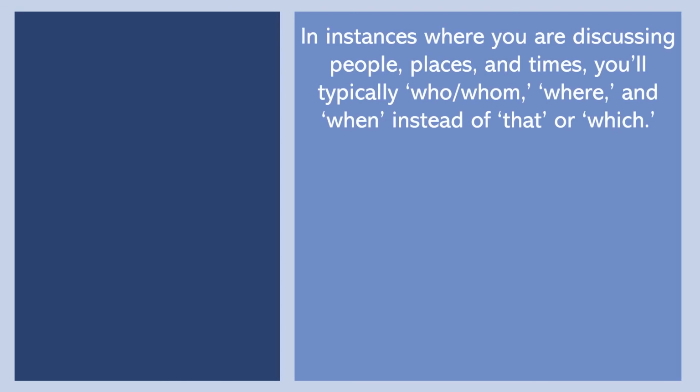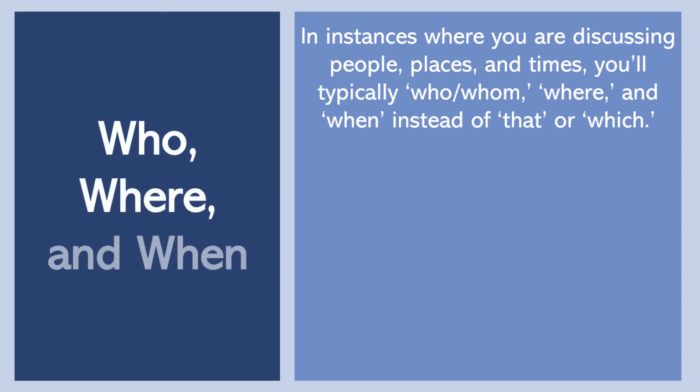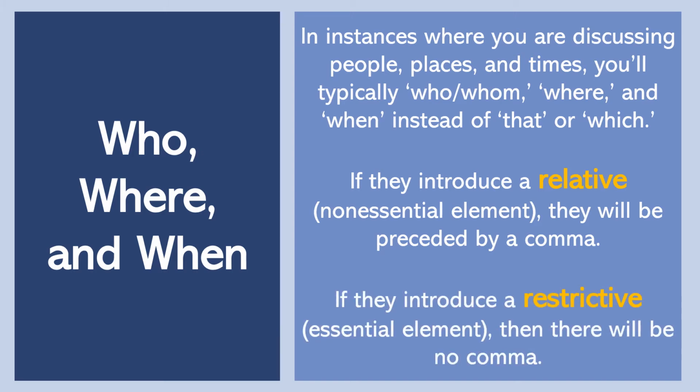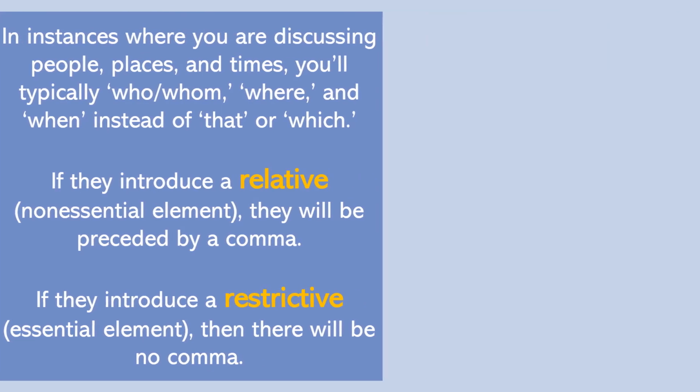In instances where you're discussing people, places, and times, we'll typically use who, where, and when. The same rules apply. If you introduce a relative clause or a non-essential element, these words will be preceded by a comma: comma who, comma where, comma when. But if they are restrictive, there will be no comma, but simply who, where, and when.